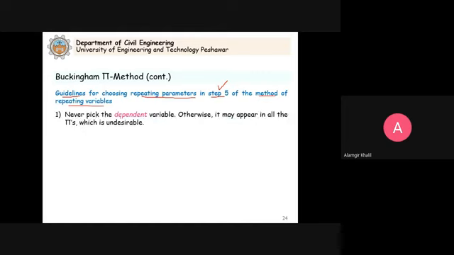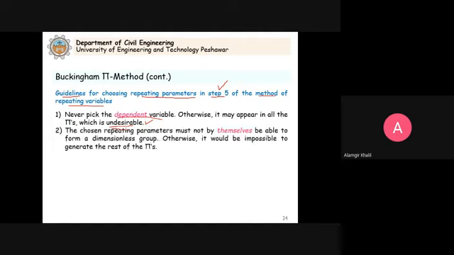Try never to pick the dependent variable, because then it will appear in all the pi groups, which is undesirable. Follow as much as possible. But if you see the solved example in your textbook, discharge on a spillway is taken as a repeating variable, which is a dependent variable. So you will ask why it is written here, never pick the dependent variable, otherwise it may appear in all groups and is undesirable. So these are guidelines. Avoid it as much as possible.